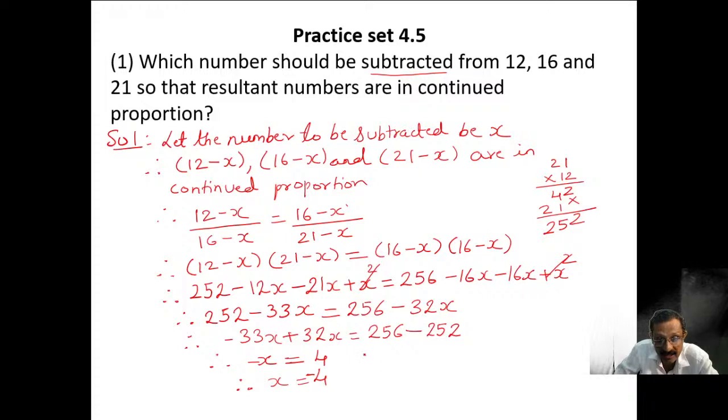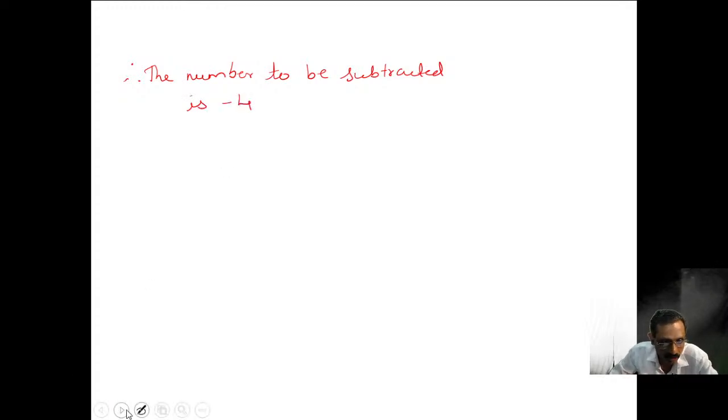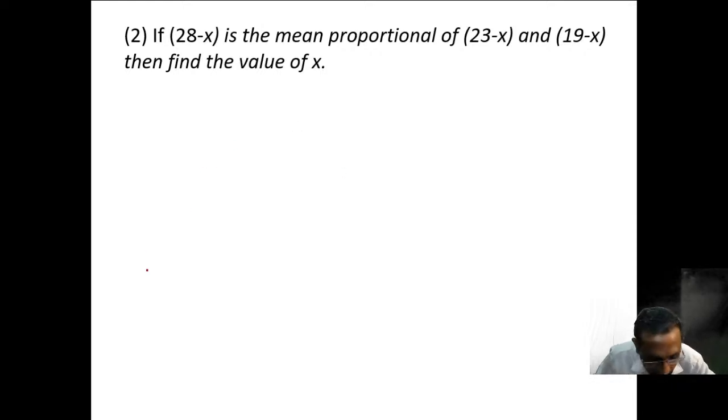The number to be subtracted is, therefore, minus 4. So we saw in this example how, when we take a certain ratio and it is given to us, how do we solve it?